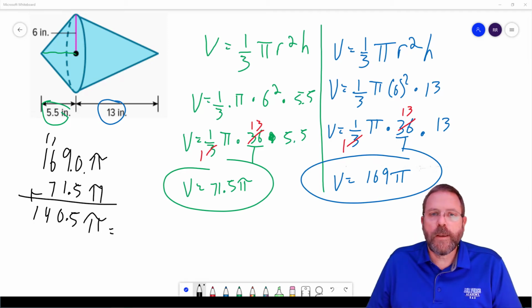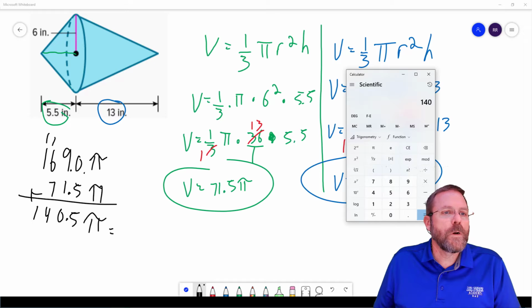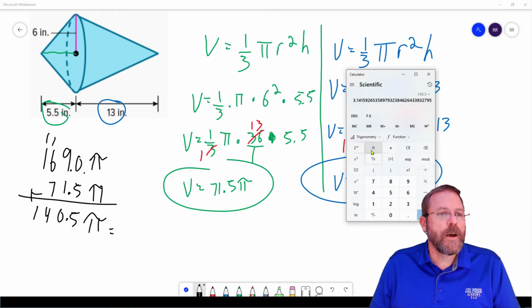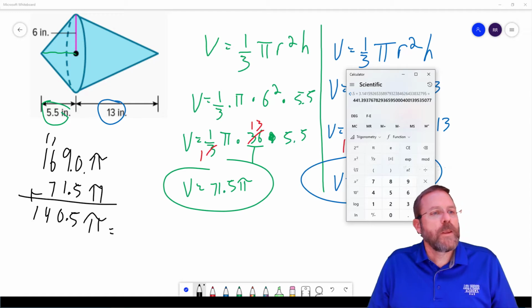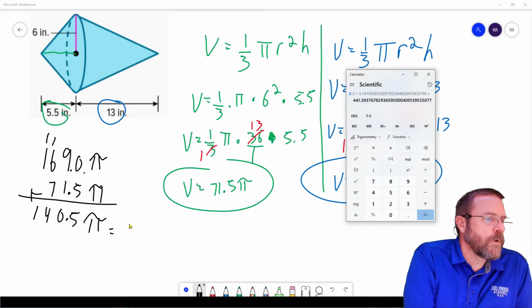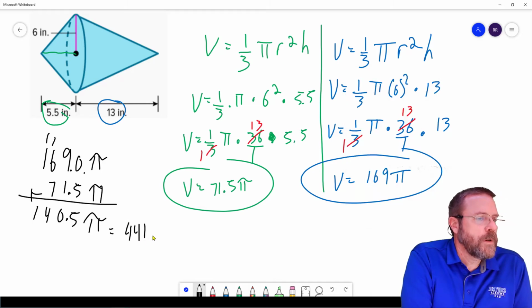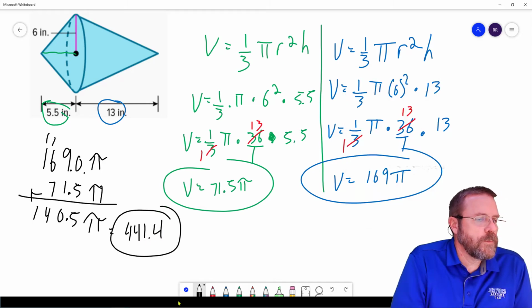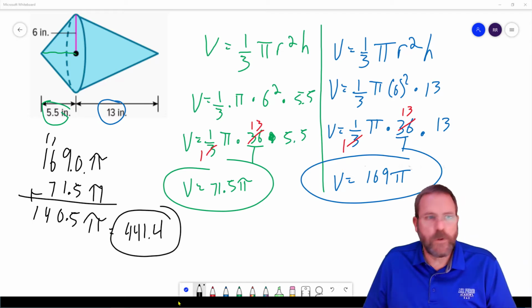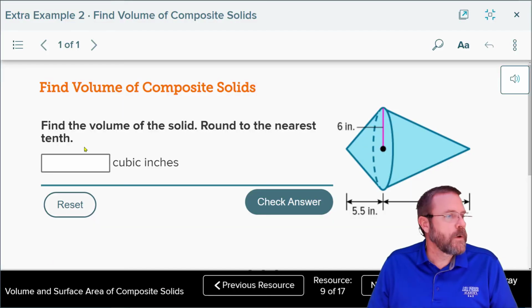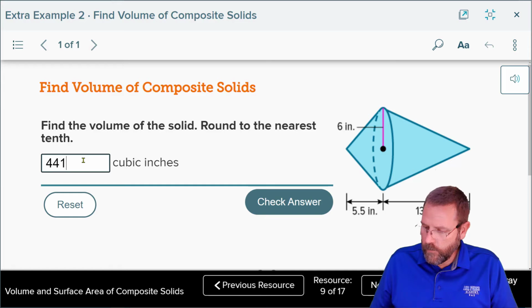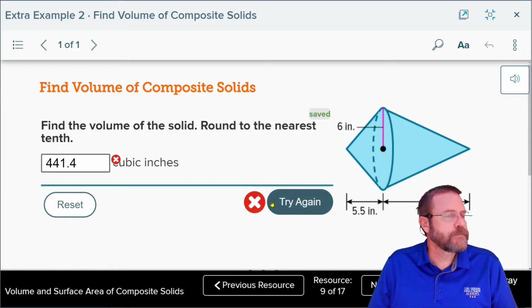So I'm going to grab my calculator, which is right here, 140.5 times pi equals, and we get 441.4. 441.4 to the nearest tenth. Let's see if the textbook says we are right on that one. So I'm going to go right here, 441.4, check, still not good.